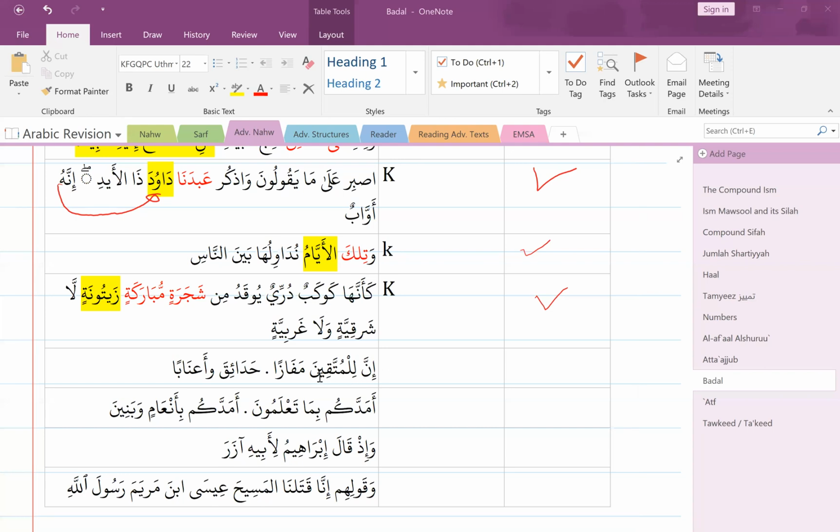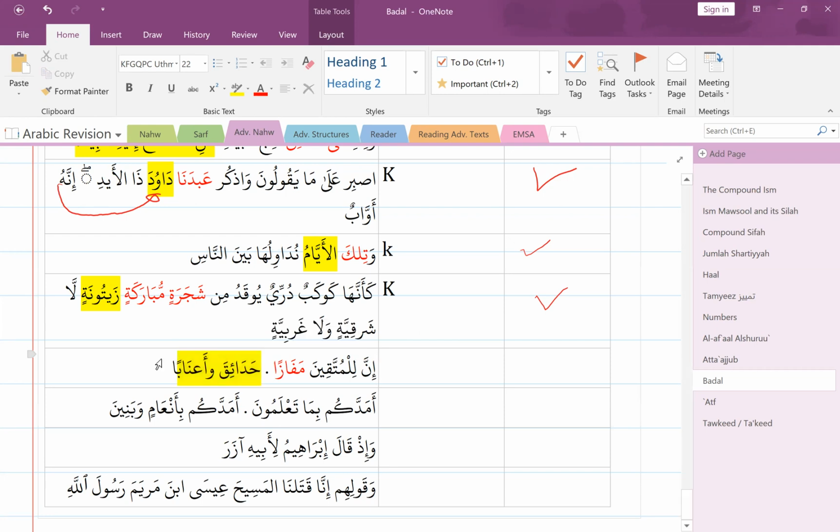إن للمتقين مفازا حدائق وأعنابا. So I think مفازا is the مبدل منه, and حدائق وأعنابا is the badal. Exactly.